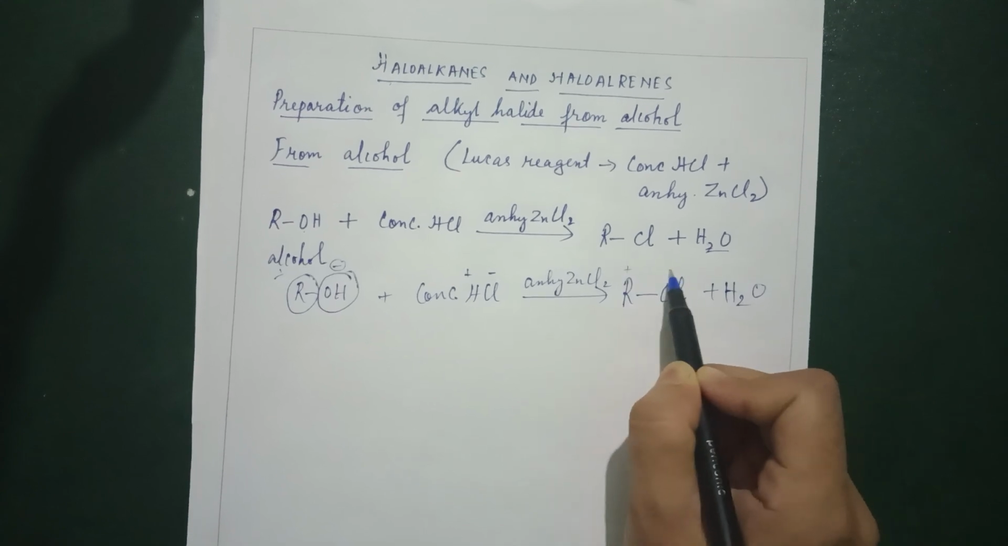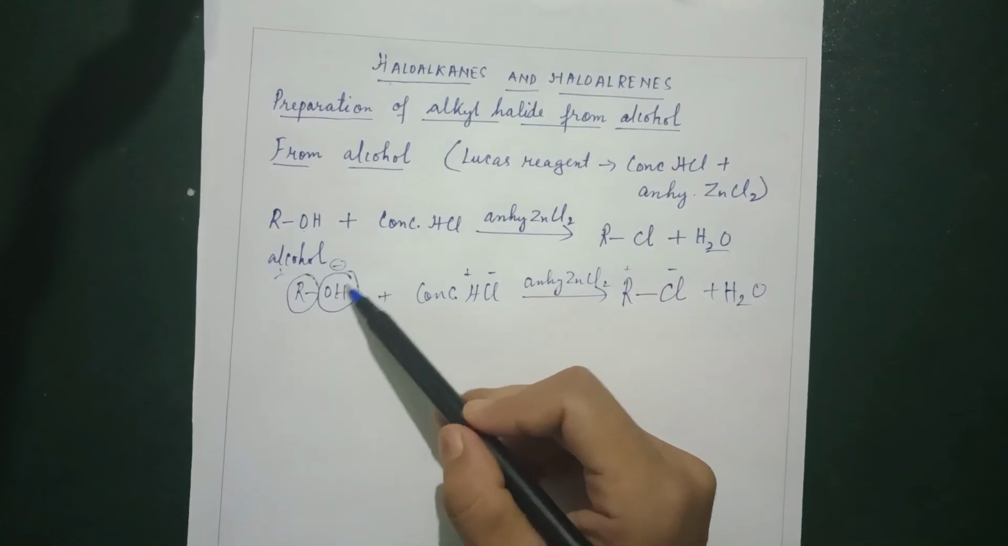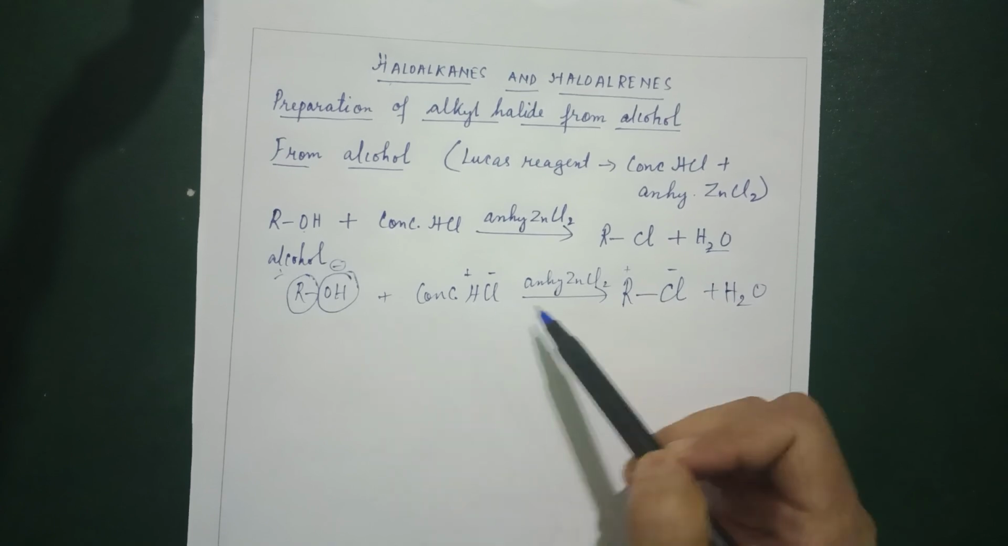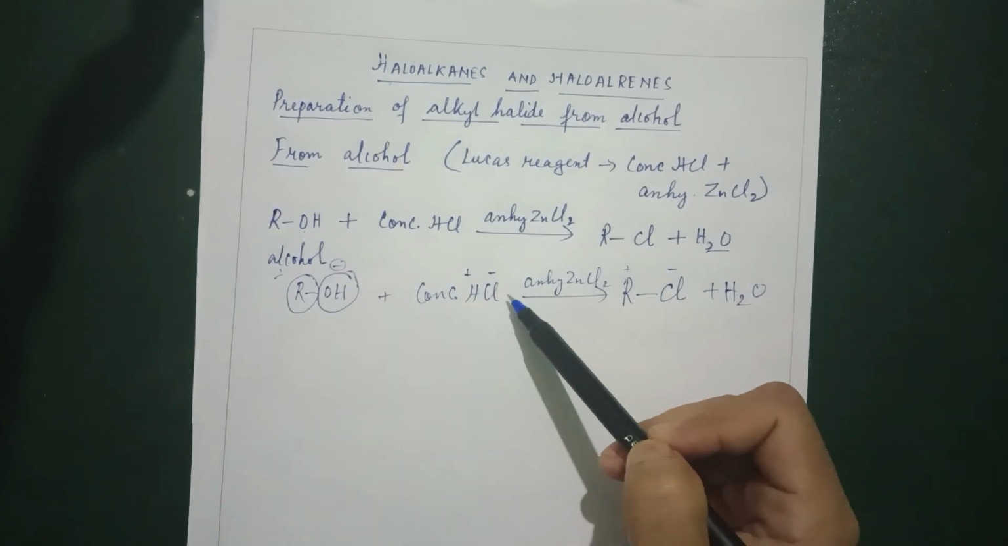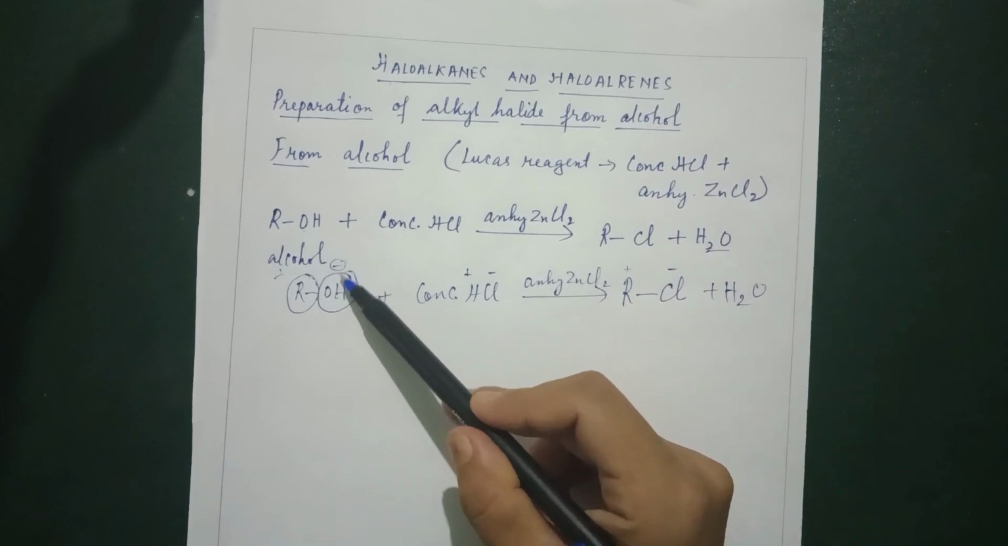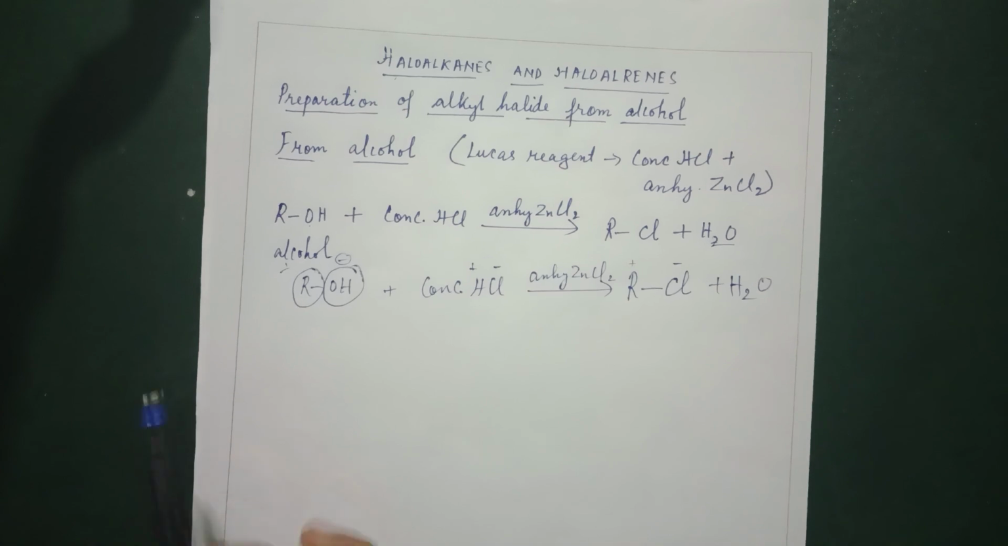So we have replaced one negative by another negative. This type of reaction is called a substitution reaction. We have just substituted one by another. Since the attacking part is negative, this is called a nucleophilic substitution reaction. In this way we can learn the reaction also.